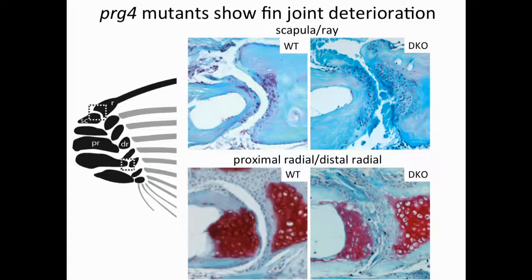And this joint deterioration was also true of the fins. So here I'm showing you both the scapular ray joint and the proximal radial distal radial joints. So you can see that excessive matrix production and synovial hyperplasia even within these fin joints.